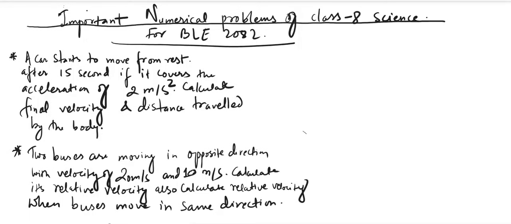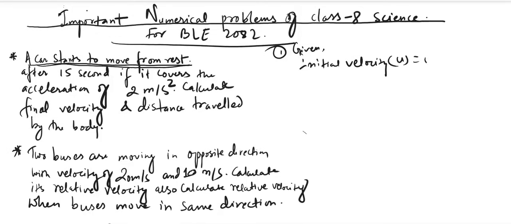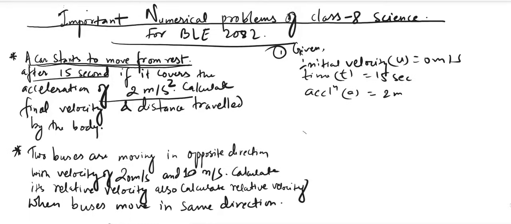Let's begin our class. So we are going to do the numerical at first. A car starts to move from rest. First of all, let us write what is given. A car starts to move from rest means the initial velocity u is equal to 0 meter per second and the time is 15 seconds. And the acceleration is given as 2 meter per second square.